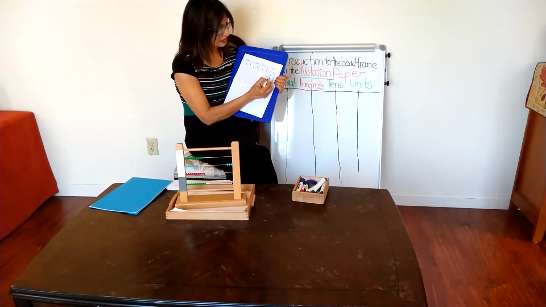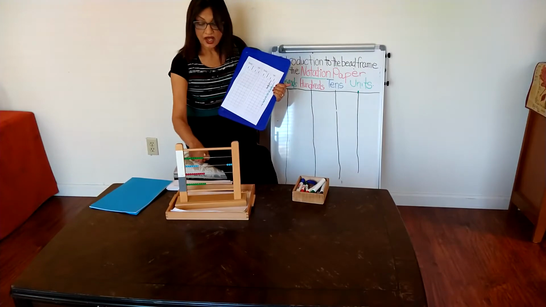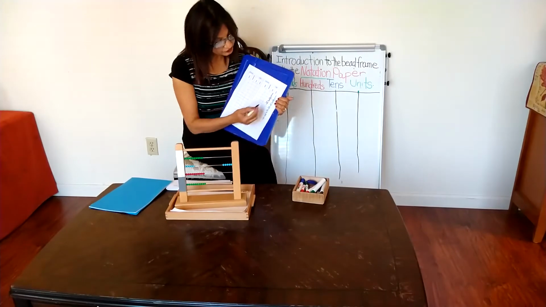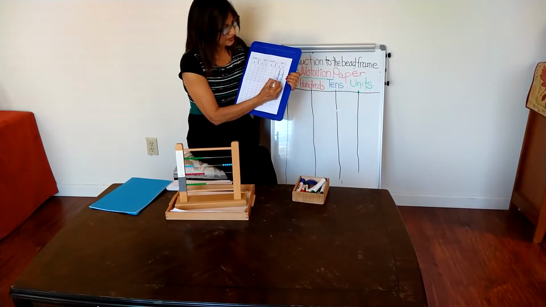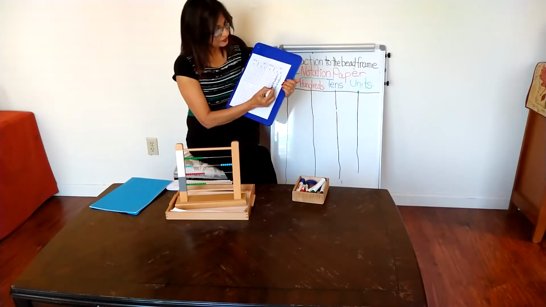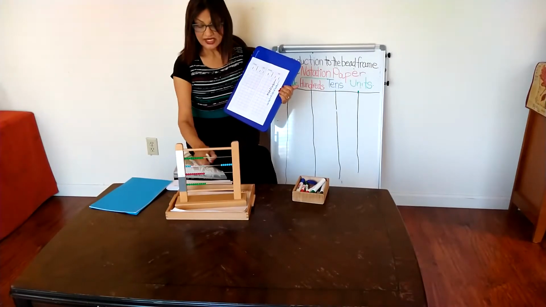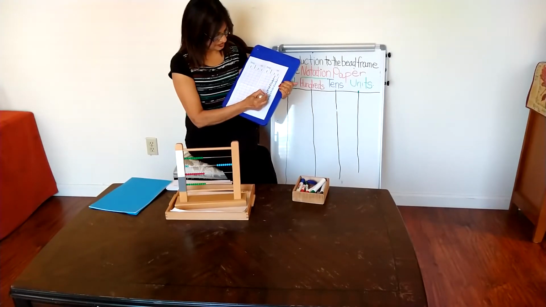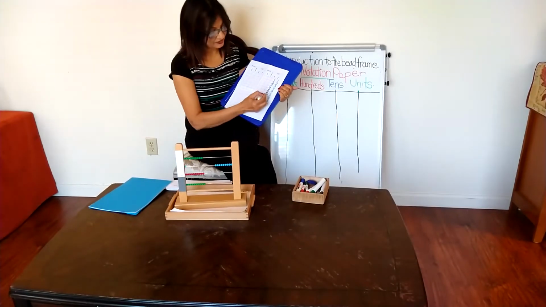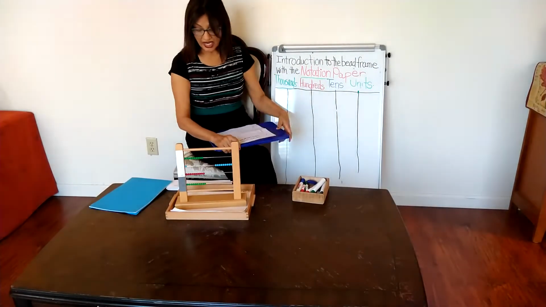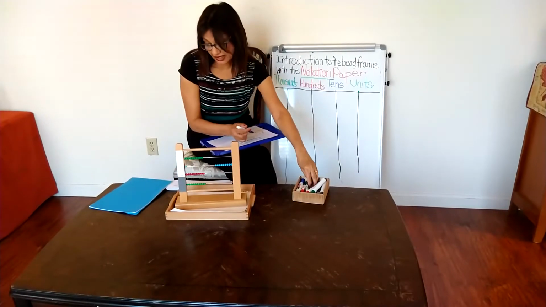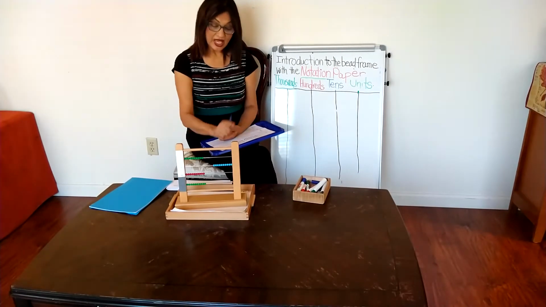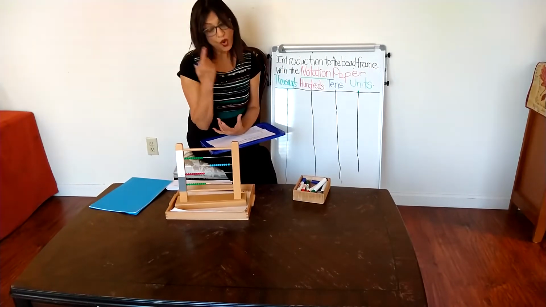3 tens. 4 tens. 4 tens on the line. 5 tens, 6 tens, 7 tens on the vertical line, 8 tens, 9 tens. If I add 1 more ten, let me show you, then it becomes 100. 10 tens make what? 100.